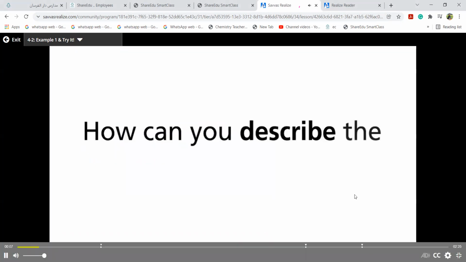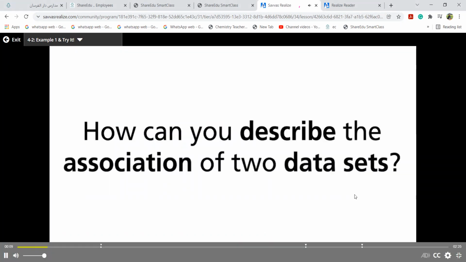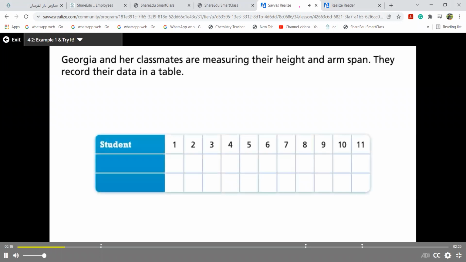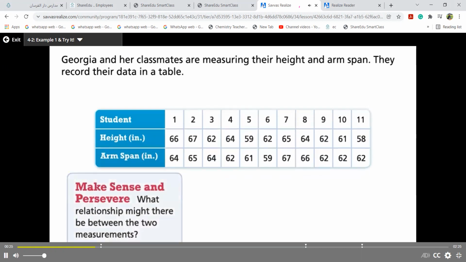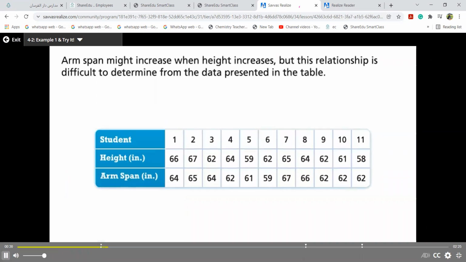How can you describe the association of two data sets? Think about this question during the lesson. Georgia and her classmates are measuring their height and arm span. They record their data in a table. What relationship might there be between the two measurements? They are asking the relationship between these two measurements, between height and arm span.